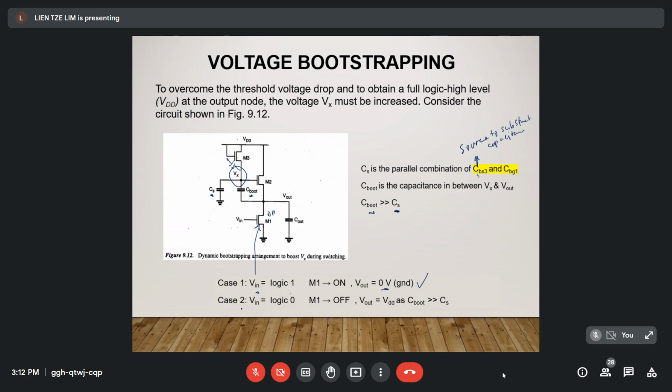For case 2, when the input voltage is logic 0, that means it is off. When it is off, Vout must equal VDD. So when C boot is larger than CS, then Vout will be VDD. If C boot is less than CS, Vout will equal VDD minus VTN. This is the difference for this circuit.